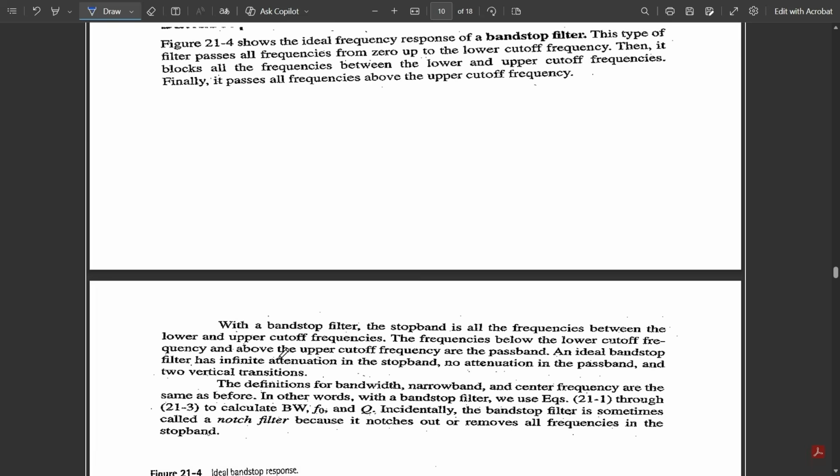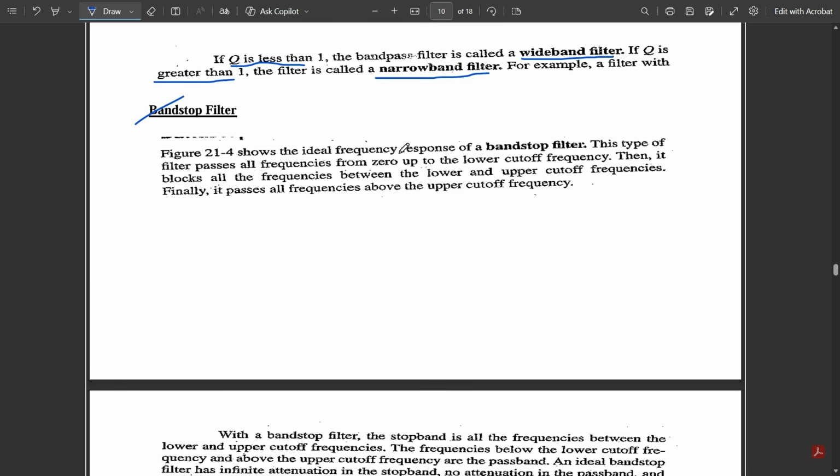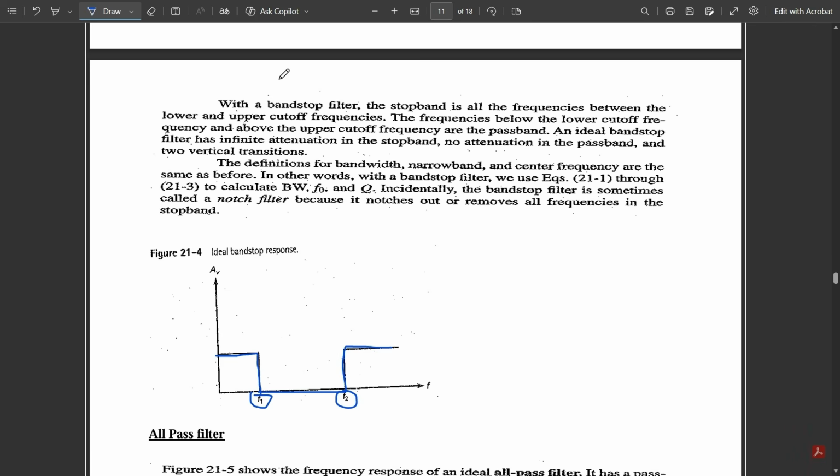You see here, this below figure shows the ideal frequency response of a bandstop filter. This type of filter passes all the frequencies from 0 up to the lower cutoff frequency, and then it blocks all the frequencies between the lower and upper cutoff frequencies. Finally, it passes all the frequencies above the upper cutoff frequency. So with the bandstop filter, the stop band is all the frequencies between lower and upper cutoff frequency, and here again we are having the two vertical transitions taking place.